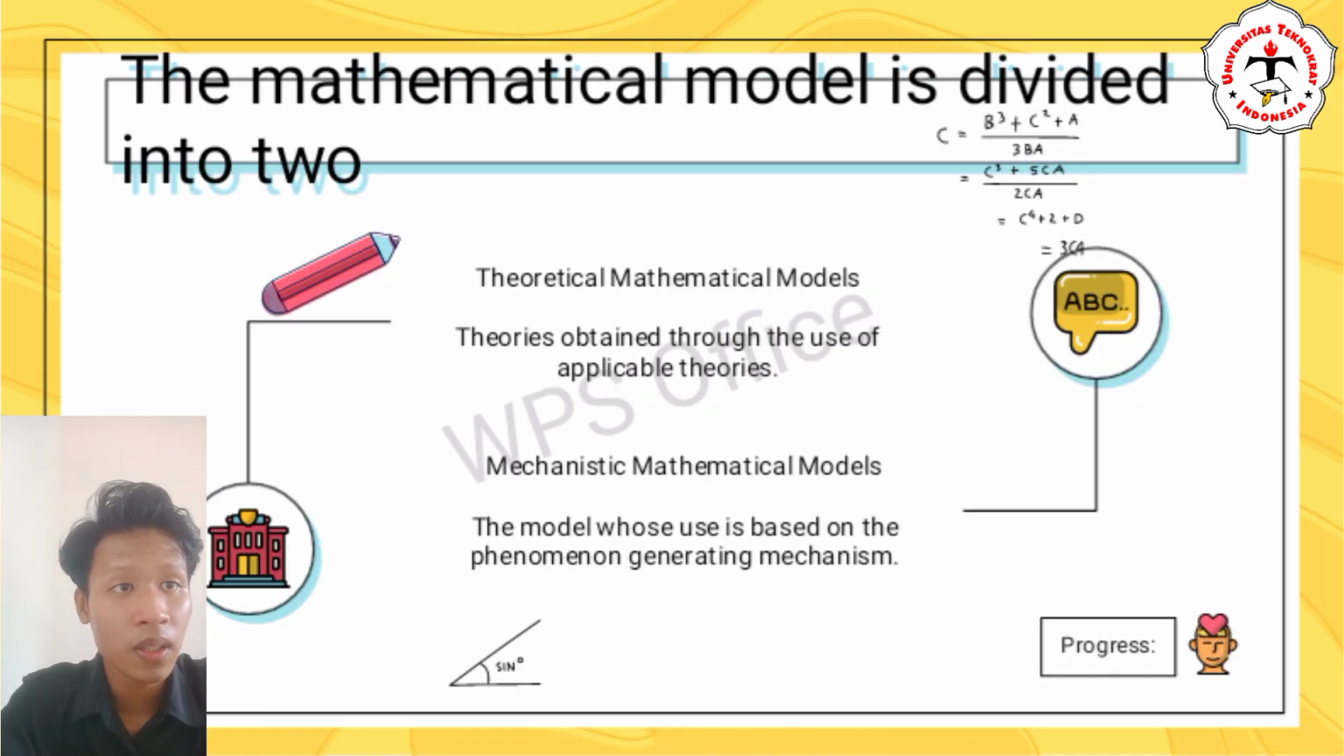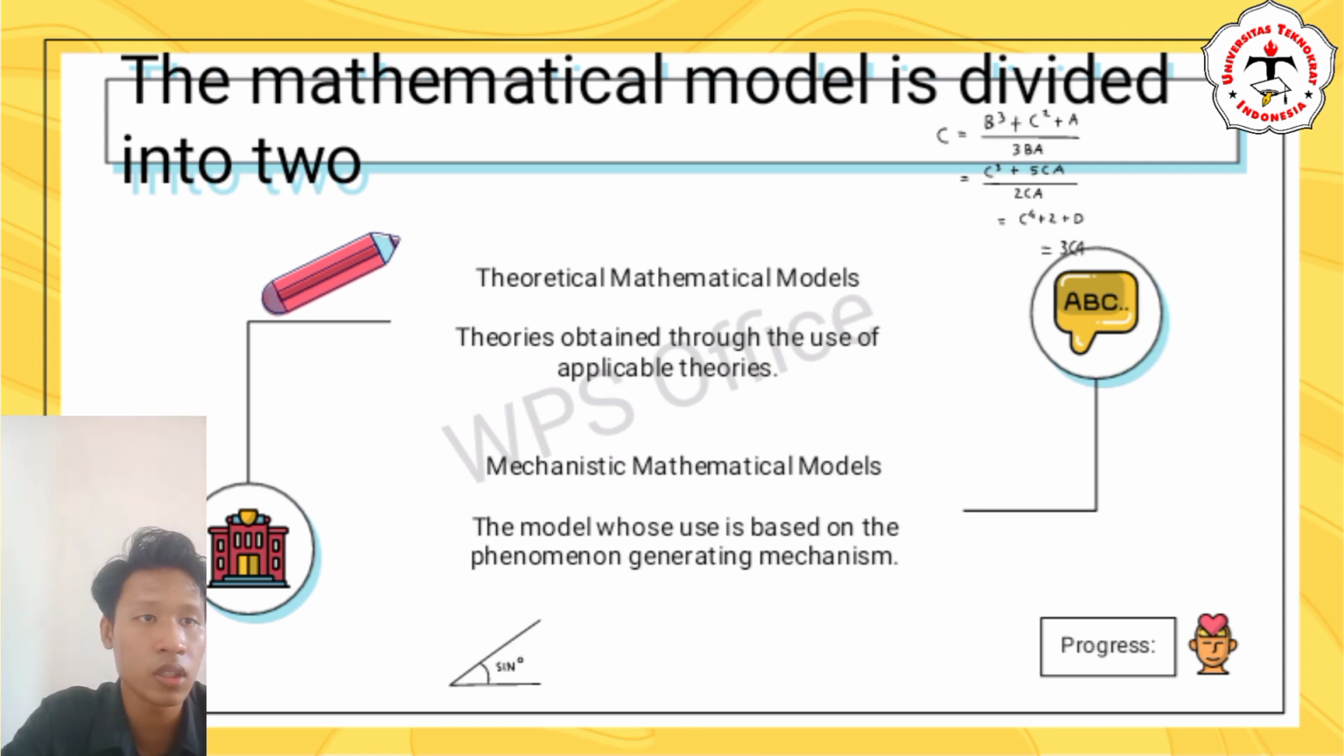The mathematical model is divided into 2. First, theoretical mathematical model, with theory obtained through the use of applicable theories. Second is mechanistic mathematical model, a model based on the mechanism generating the phenomenon.